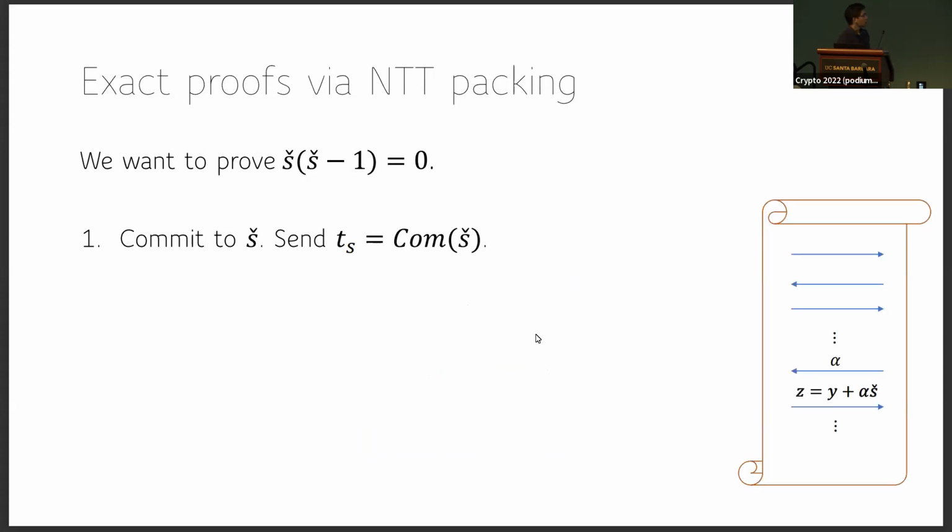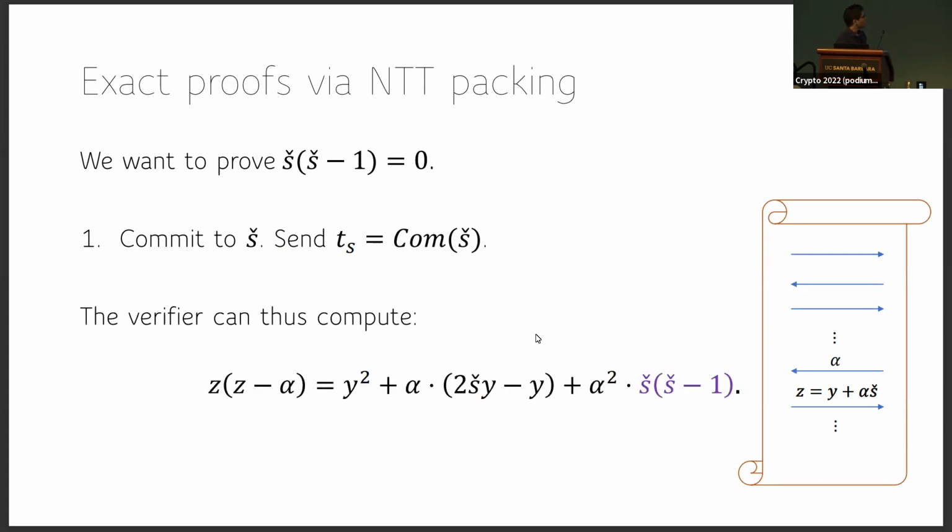And now the idea is that I have some protocol. At some point in the protocol, the verifier sends some polynomial alpha, and we send the masked opening of s check, which is z equal to y plus alpha s check, for zero knowledge. And then the verifier can compute z times (z minus alpha). So why is it interesting? Because if we write this equation as a quadratic equation in alpha, then the quadratic term is literally what we want to prove is 0. So we have this term s check times (s check minus 1) in the quadratic term. So in the end, we just want to prove that the quadratic term in z times (z minus alpha) vanishes.